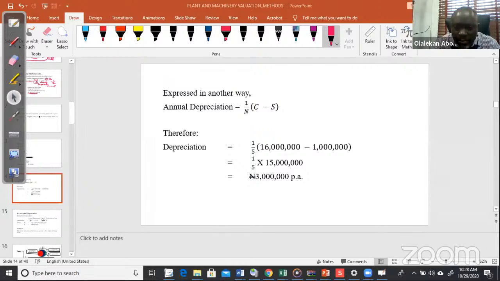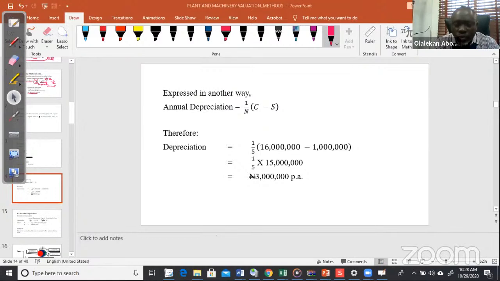Straight line method, unit of production method, machine hour rate or hours of production method, then reducing or declining balance method, and double reducing and declining balance method, then sum of years digits. Okay, thank you. I think that's all for now.